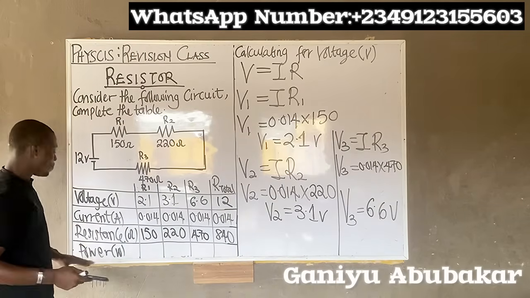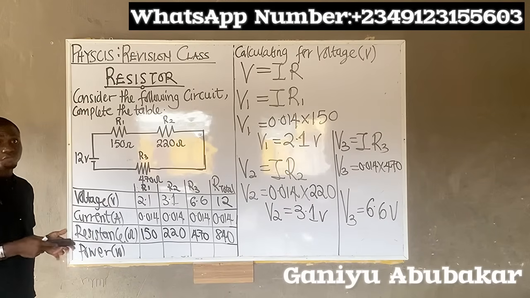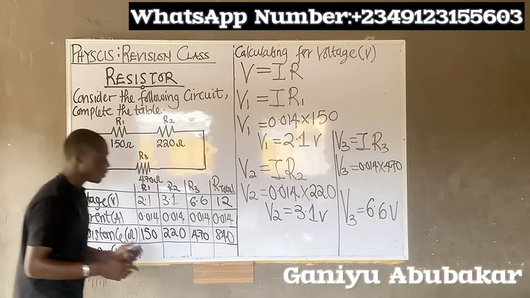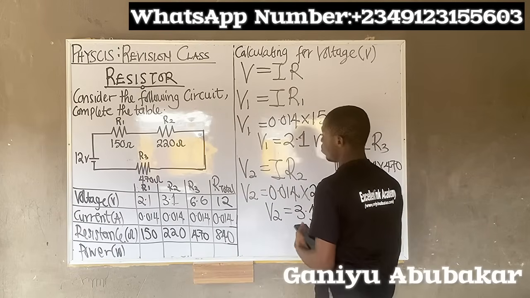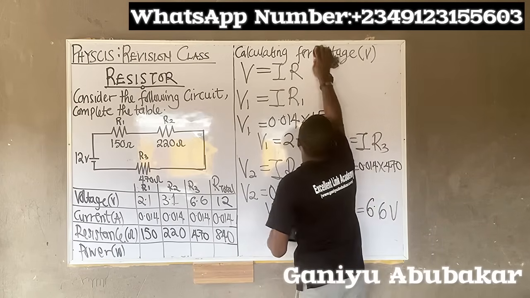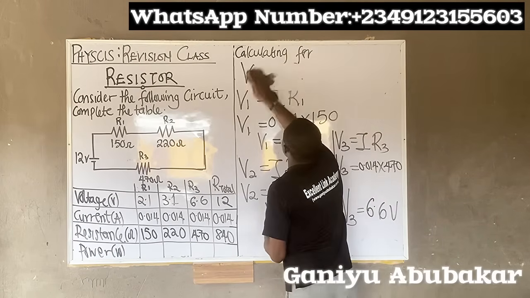Finally, let's get the power for each of the resistors. Let's do calculating for power.